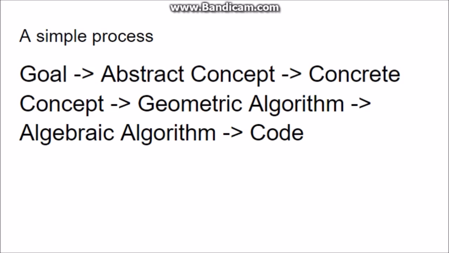Our goal was to create curved paths for robots to follow. So we turned that into an abstract concept, where we would take polygonal paths and curve them. This became a concrete concept, where we said we would replace the points with circles, we would modify those circles' positions so that they coincided with the original points, and then we would rewrap the path around those circles.